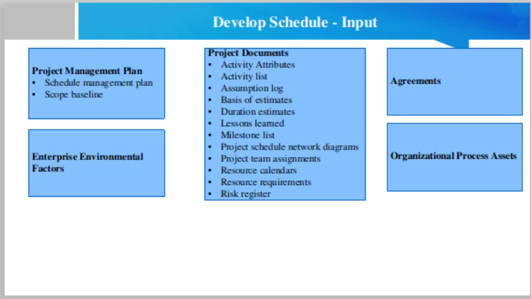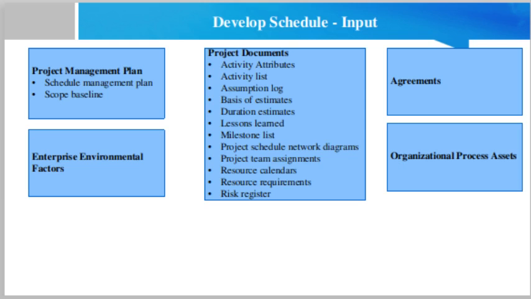Project documents. Project documents include the activity attributes. These activity attributes provide the details used to build the schedule model. Activity list. The activity list identifies the activities that will be included in the schedule model. Assumption log. Assumptions and constraints recorded in the assumption log may give rise to individual project risks that may impact the project schedule.